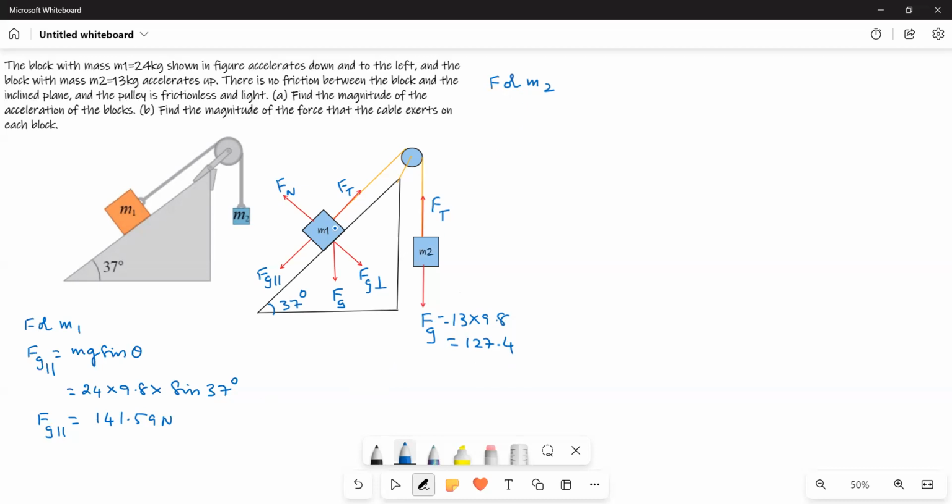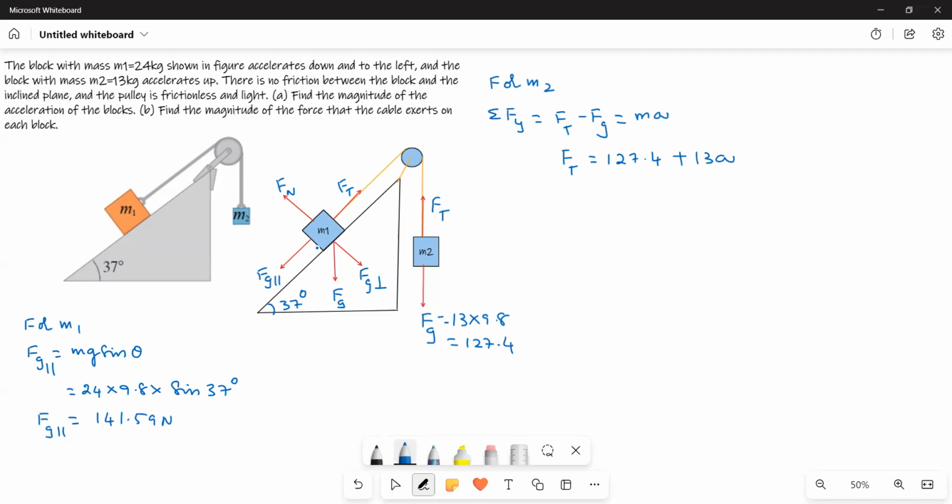As the block m1 is sliding down, m2 moves up. Therefore, the force equation will be sigma Fy is equal to Ft minus Fg is equal to ma. Okay. And then Ft is equal to Fg, which is 127.4, plus mass 13 times a. So 13a. This is Ft.